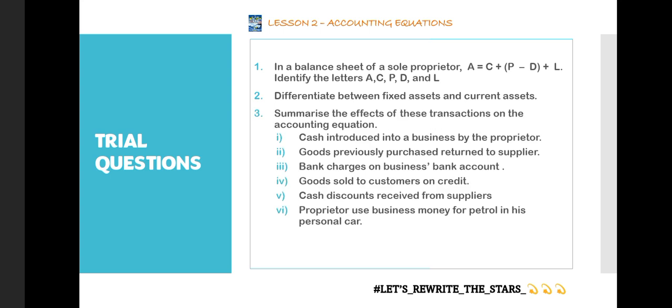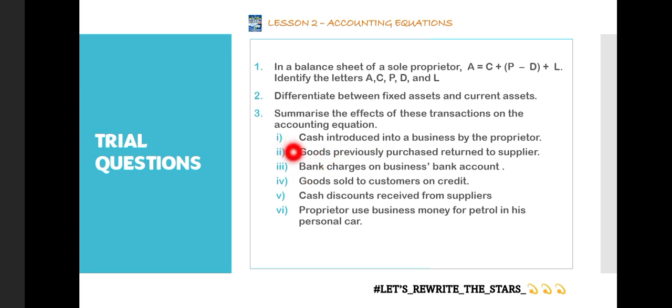So we have to look at the various transactions and then look at the effects they will have on the accounting equation. So the first one says cash introduced into the business by the proprietor. So automatically we have cash and we have capital. So we are going to have an increase in capital and then also an increase in what? The assets, which is the cash. An increase in capital and an increase in the assets, which is the cash aspect of the company.